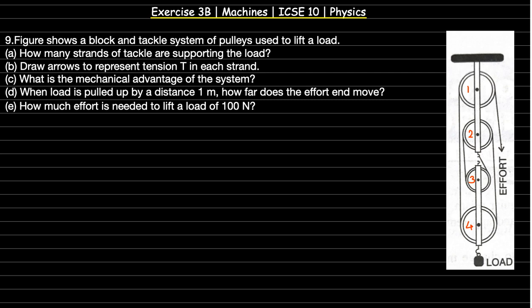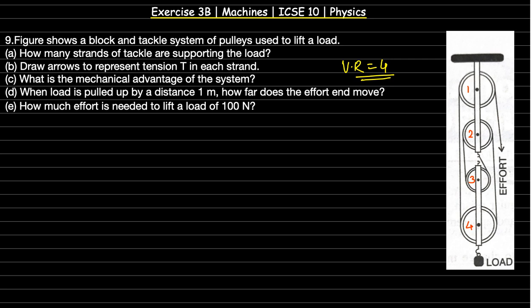Starting with the 9th question, figure shows a block and tackle system of pulleys used to lift a load. So as we can see here, there are 4 pulleys. So straight away I can write here velocity ratio of the system will be equal to 4. How many strands of tackle are supporting the load?